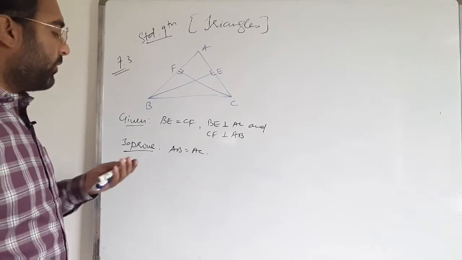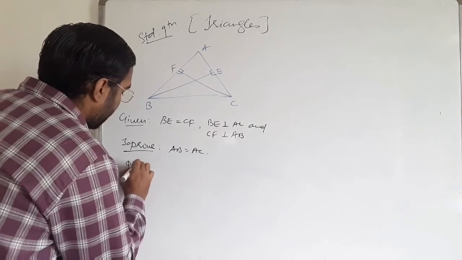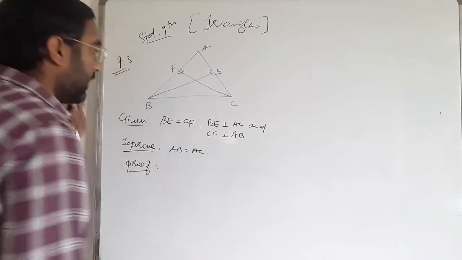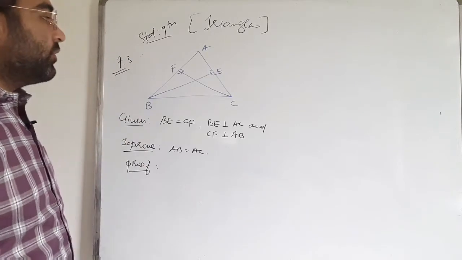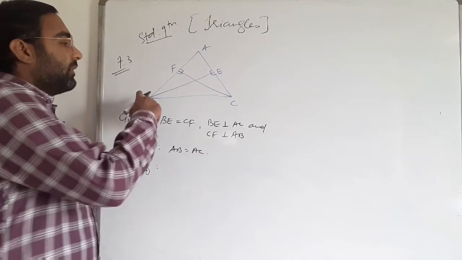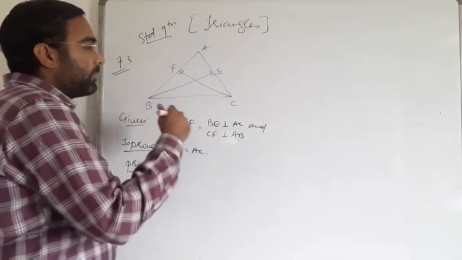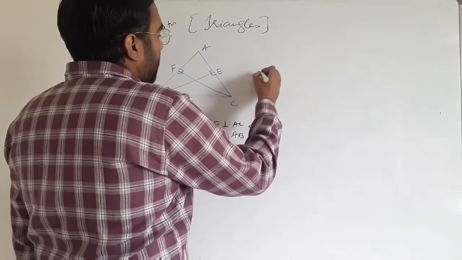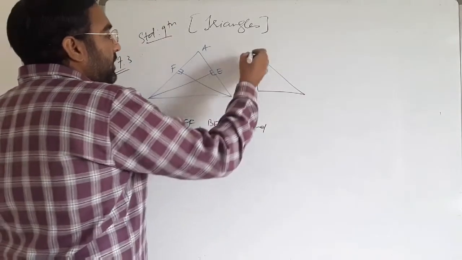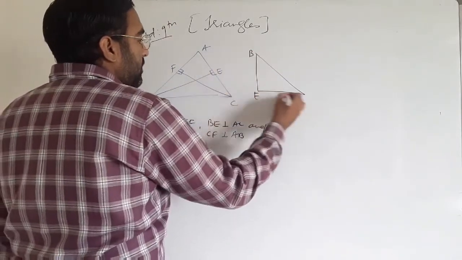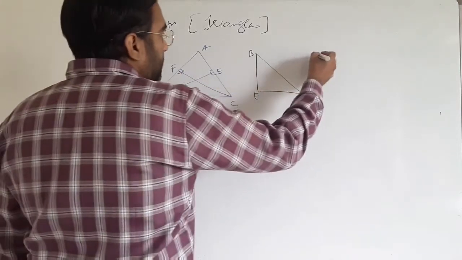Clear? Now for the RHS congruency rule, we are taking proof. They said that we must use RHS congruency rule. So for the RHS congruency rule, I'll take these two triangles, that is BEC and CFB.